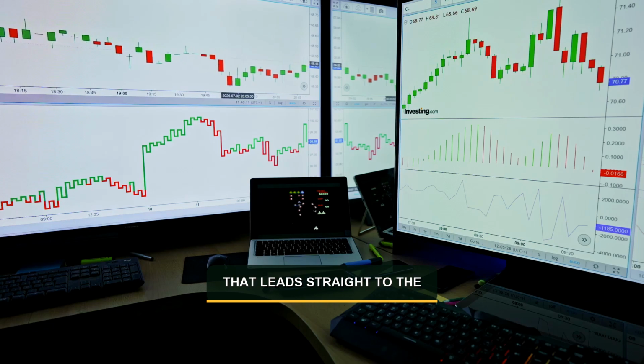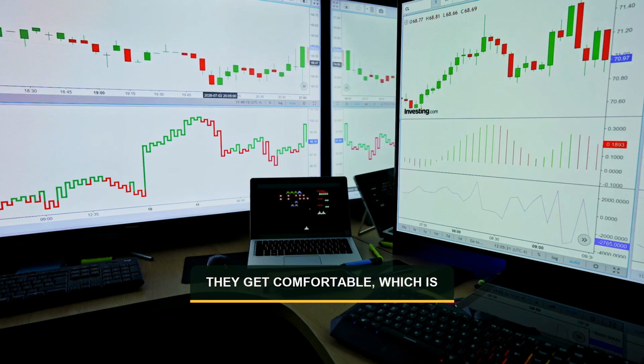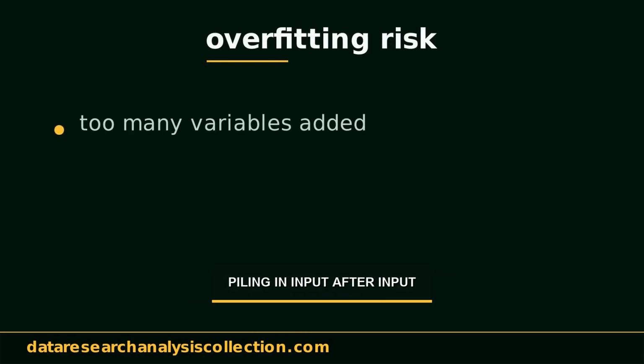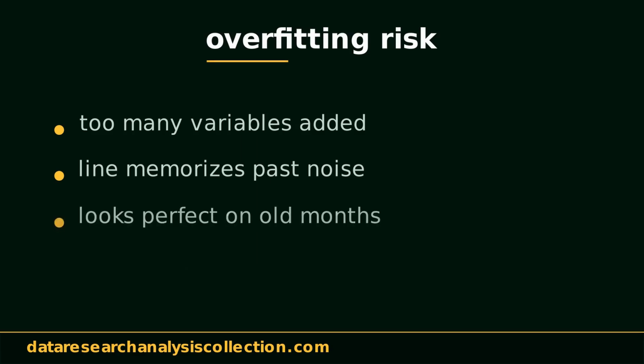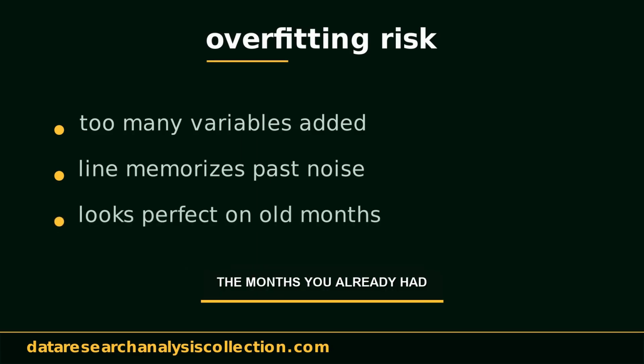That leads straight to the mistake people make the moment they get comfortable, which is piling in input after input until the line fits their past almost perfectly. The problem is that a line stuffed with variables stops learning the real signal and starts memorizing the random noise in your particular history, so it looks brilliant on the months you already had and predicts the next one terribly.